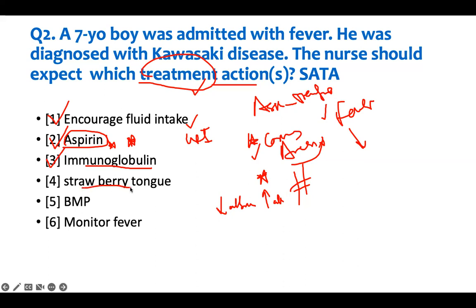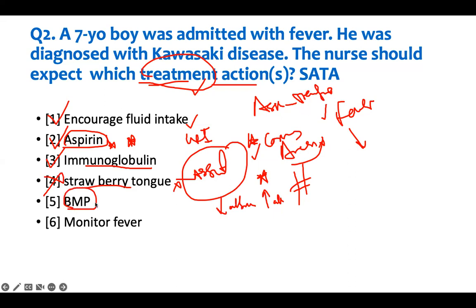Strawberry tongue, right? The next, you expect which treatment action? Strawberry tongue is not a treatment. This kind of information, you know the thing, and then they put things there to trick you. Strawberry tongue is not the treatment, it's an assessment. I intentionally left it there as a demonstration. It's an assessment finding, it's not a treatment finding, it's not part of our buzzwords. There is no assessment in our buzzwords, so therefore, no, this is negative.